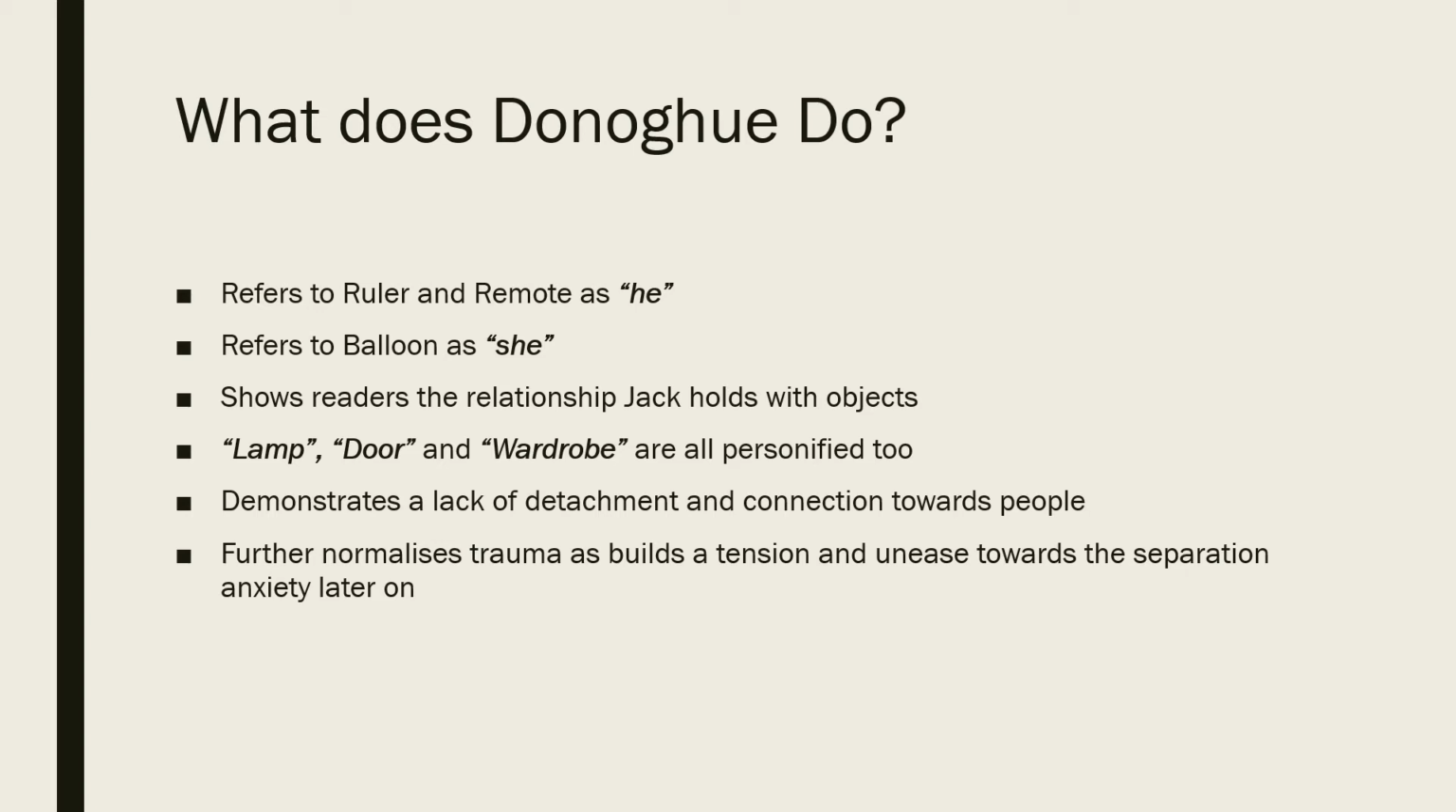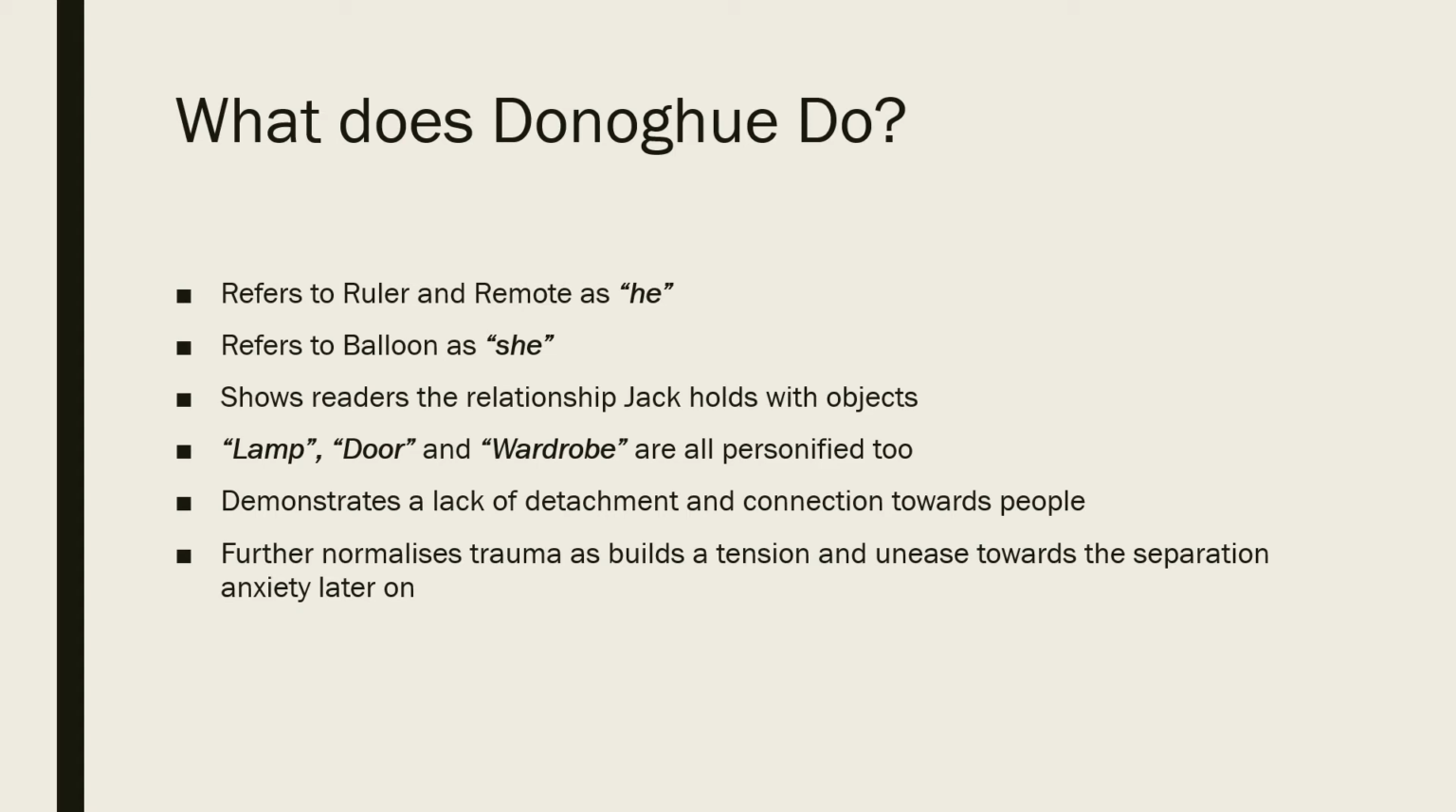As seen in earlier examples, the door, wardrobe, and lamp are also personified. By creating a space where Jack's closest relationships are with furniture and objects, readers can experience and understand his normalized trauma, as it shows a detachment and lack of connection towards people. It builds an unease, tension, and empathy for Jack, which carries through to the later sections of the novel, where we see Jack's separation anxiety towards these objects once he and his Ma escape.